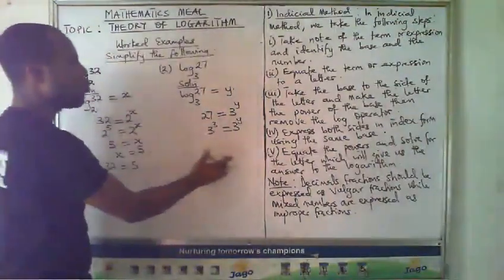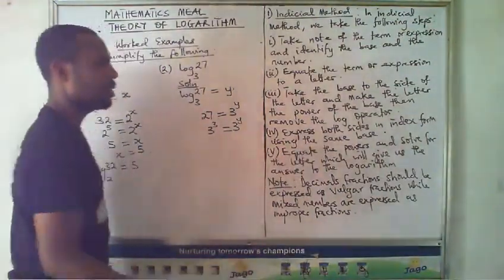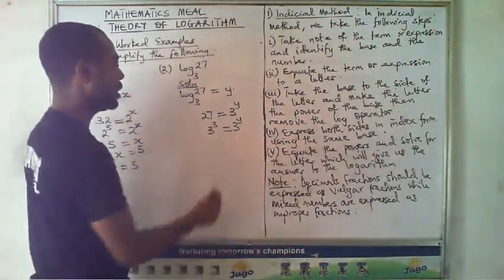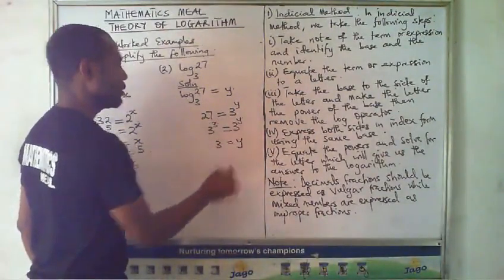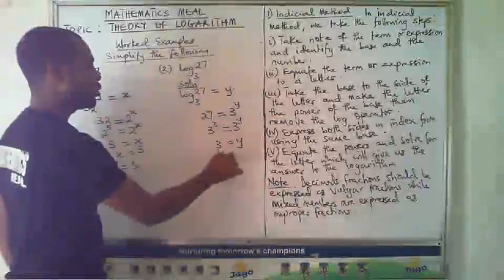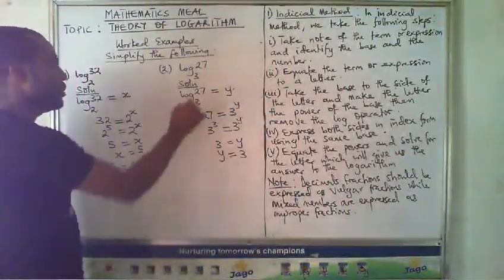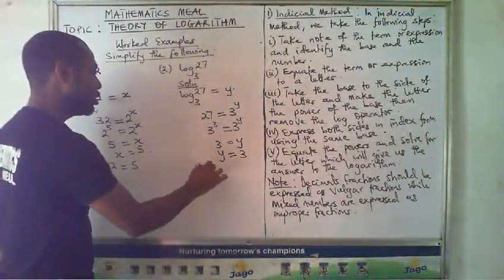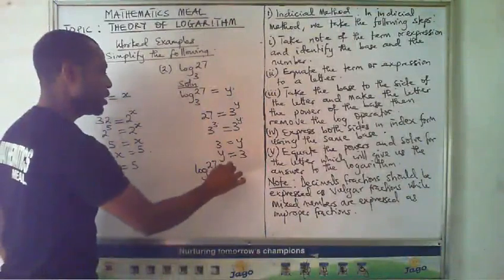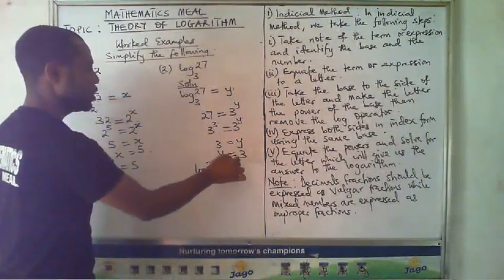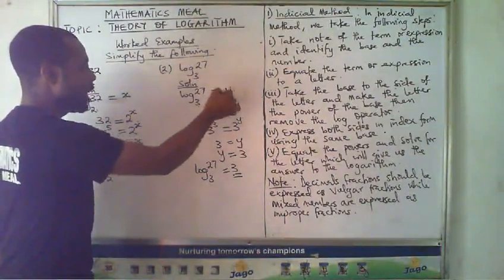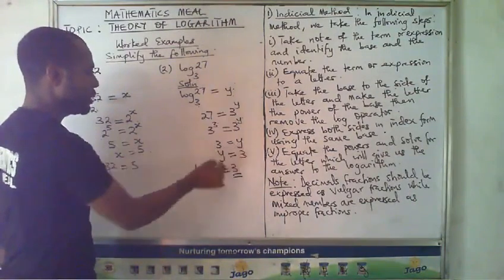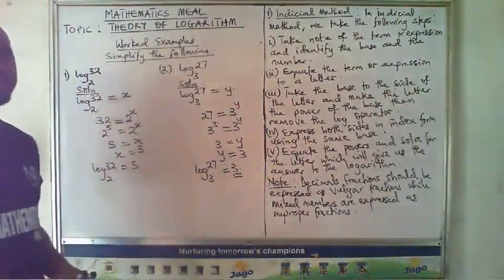Then they say equate the powers and solve for the letter. Look at the power here, 3, and look at the power here, y. So y is equal to 3. It means that log 27 base 3 will give me 3, since log 27 base 3 is equal to y, and we have found y to be 3. That means the whole of this is equal to 3.